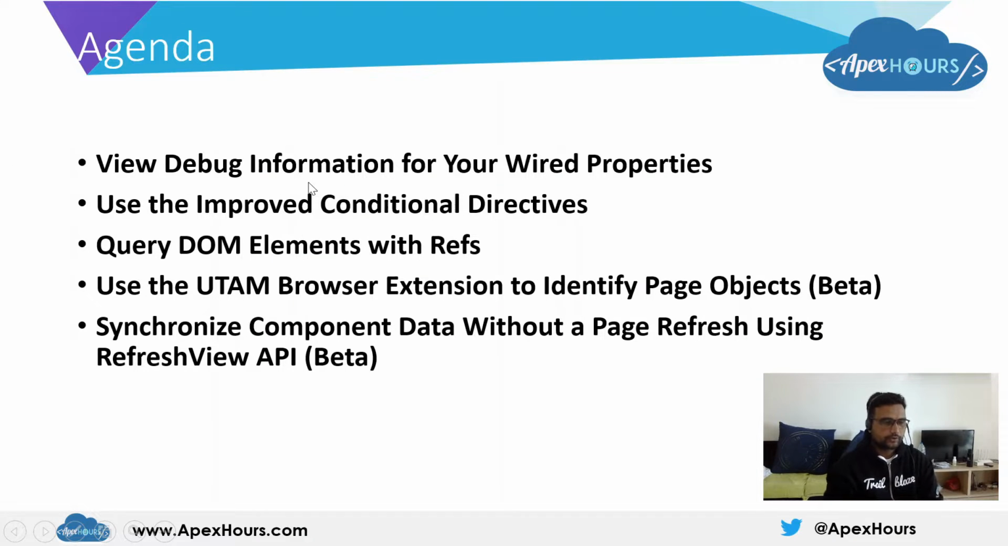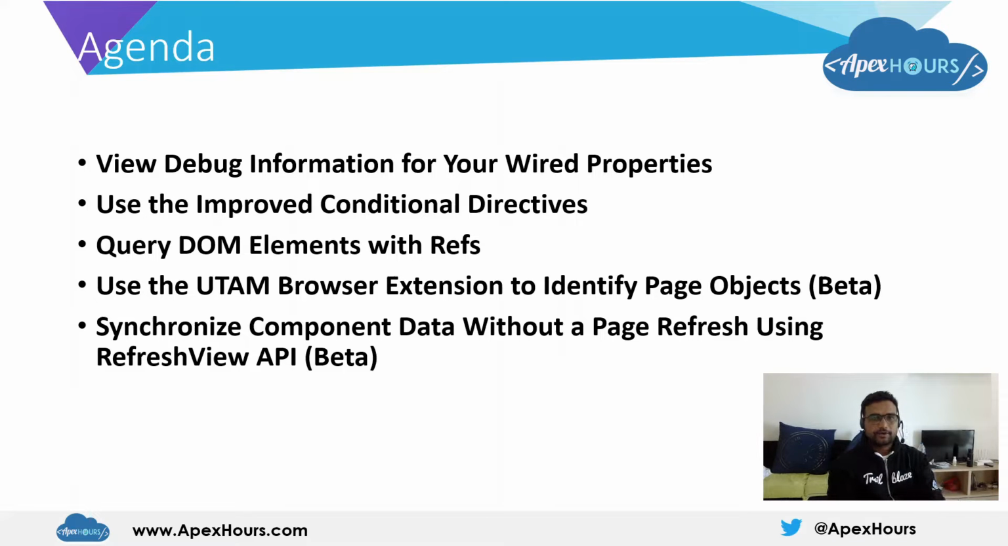View debug information for your wire properties, use the improved condition directive, query DOM elements with refs, use the UTAM browser extension to identify page objects (beta), and synchronize component data without refreshing the whole page using the RefreshView API in LWC. These features are available in the Spring 23 release, and you can create your Spring 23 pre-release org and use them. Let me show you the first one, view debug information for your wire property.